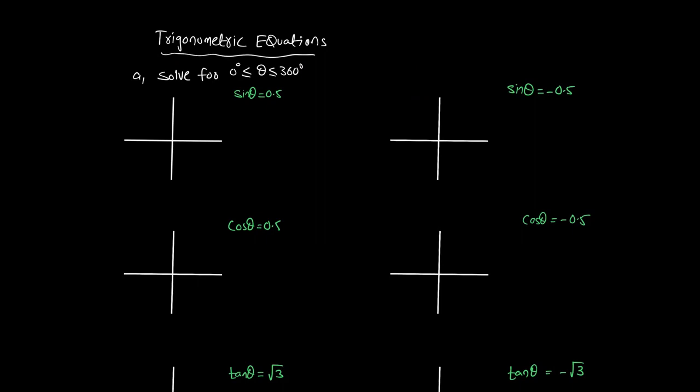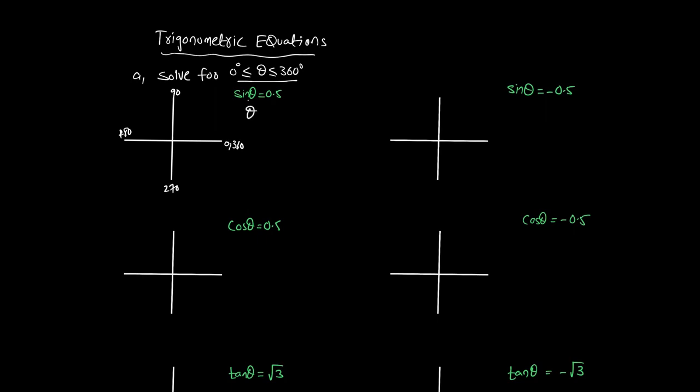Achha, so let's finally move on to solving trigonometric equations. You have been given sine theta equals 0.5, and you are being asked to find all the values of theta from 0 to 360 degree. So we know this is 0, this is 90, this is 180, and this is 270, and one complete rotation would be 360 degree. Sine theta has a ratio of 0.5.